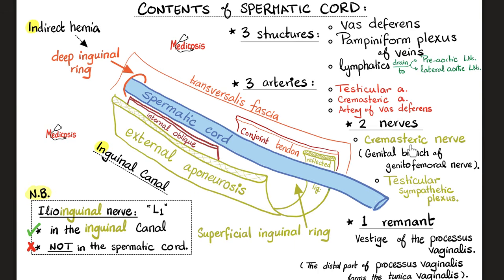2 nerves: cremasteric nerve and testicular sympathetic plexus, and 1 remnant, which is the vestige of the processus vaginalis. In embryology, this is the processus vaginalis. The proximal part will fibrose and obliterate. As for the distal part, it becomes the tunica vaginalis, which is an extension of the peritoneum. So it also has a parietal layer and a visceral layer.